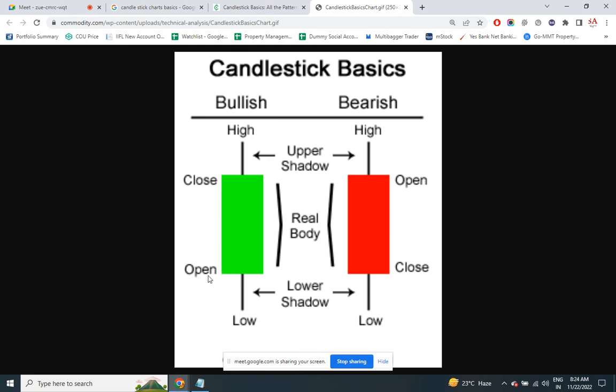That means from here, the price moved till here during the day. Why? Because of buying pressure. When the demand is more than the supply, then only the price rises. That's why this is green in color. Hope you have got the point.